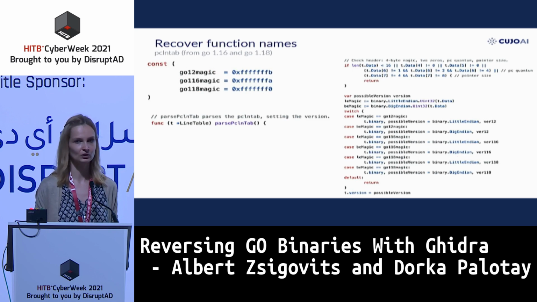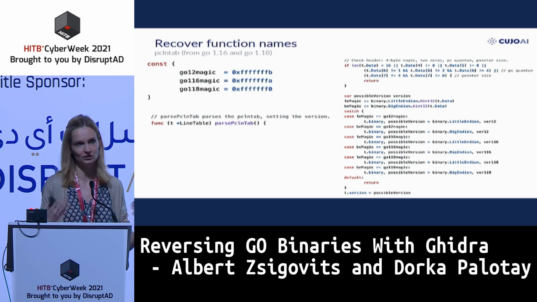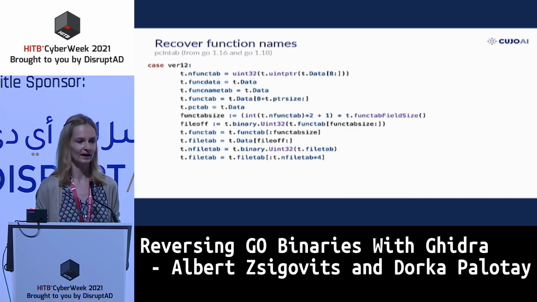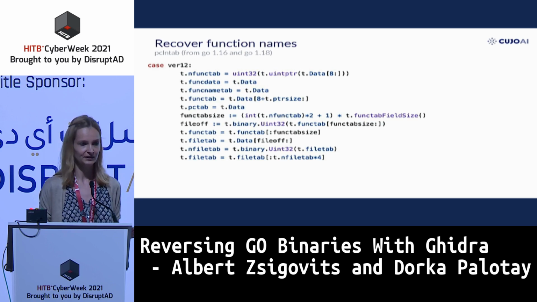The nice thing about Golang is that everything is nicely documented. You can just look at the source code and find what you need. For example, here you can find the magic values that are used by different versions for the Go PCLN tab, and also how to search for this structure. For every single version where some changes were made, it will exactly show you how to recover the information that you need. So basically you just need to do the same in scripting for Ghidra, but these are exactly the same steps.